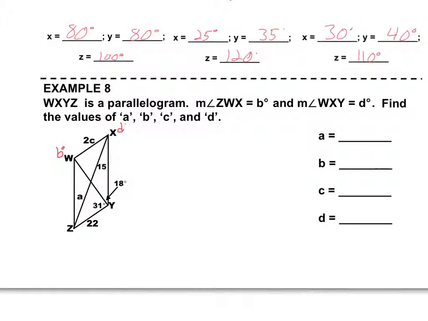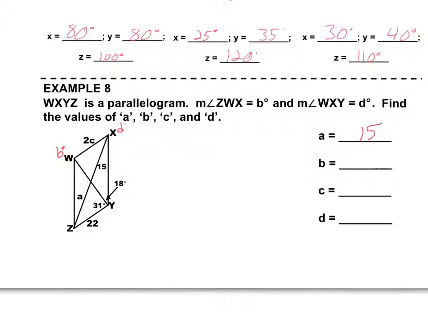Let's start with A. How does A relate to this 15 right here? Well, according to the properties of parallelograms, this diagonal gets cut in half by this diagonal, and vice versa. So if it's cut in half, if this is 15, then this has to be 15. So A is 15. That one was easy.